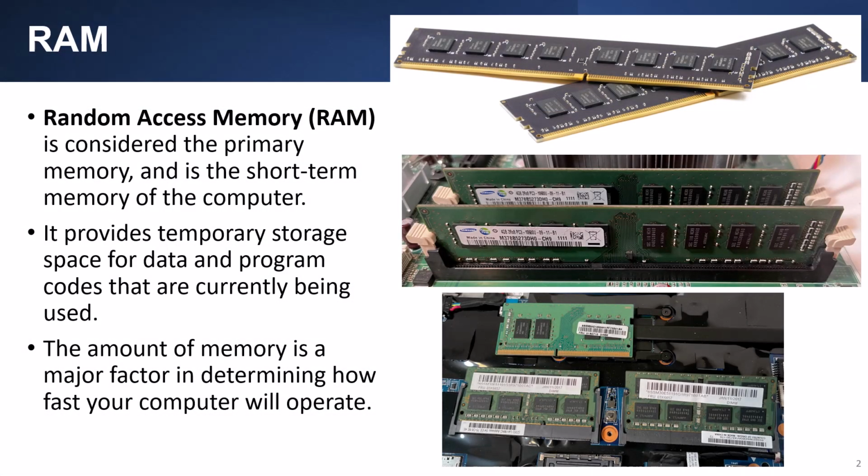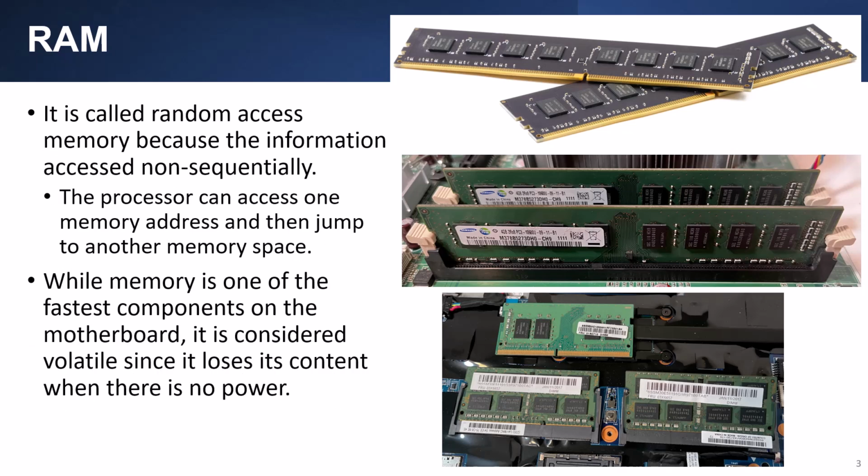Random access memory, or RAM, is considered the primary memory and is the short-term memory of the computer. It provides temporary storage space for data and program codes that are currently being used. The amount of memory is a major factor in determining how fast your computer will operate.